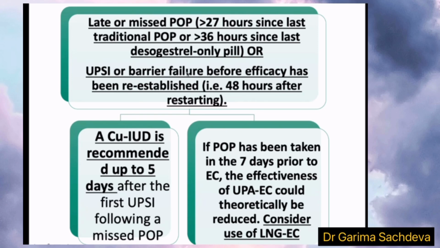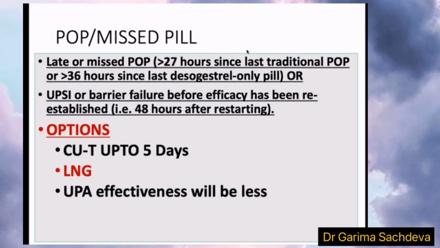So for a missed POP, what emergency contraception can you use? You can either use copper T up to 5 days after the last UPSI, or if you have to use an oral one, then it will be LNG, because UPA effectiveness will be less. This is the same thing as with CHC. This interval you should remember. For the traditional pill, when do you call it a missed pill? If the time frame has exceeded more than 3 hours. And for desogestrel, if the time frame has exceeded more than 12 hours, then you call it a missed pill. Then for a late or missed POP, copper T up to 5 days. This is the same as the previous flow chart. You can give LNG; the effectiveness of UPA will be less.